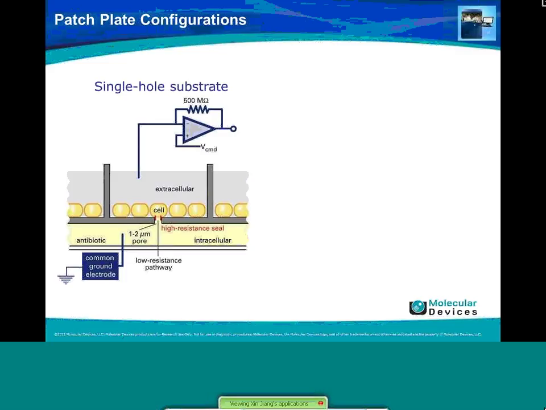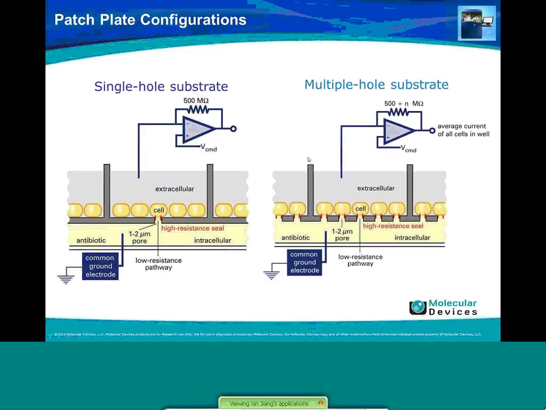This is an illustration of the patch plate configuration. There are two different types. One is a single hole plate, where there's one aperture, one hole for recording of one single cell at each well or each recording site. So this gives you the single cell resolution that's very important in applications like clonal selection or for some diagnostic purpose in understanding the distribution of the cells or the expression levels among different cells.